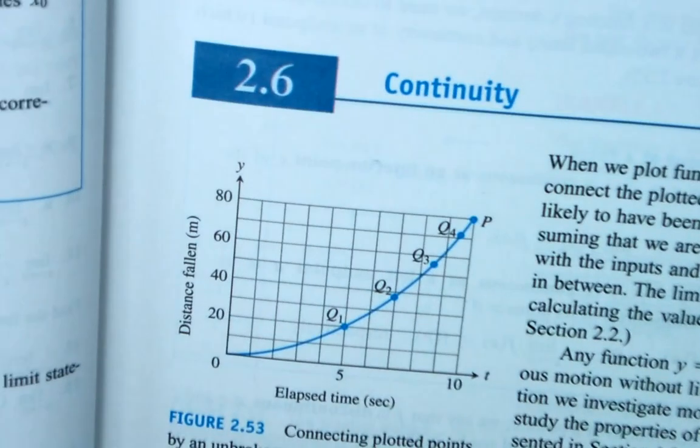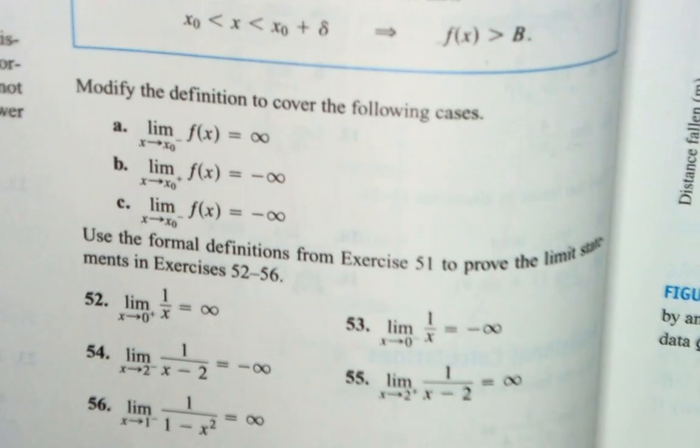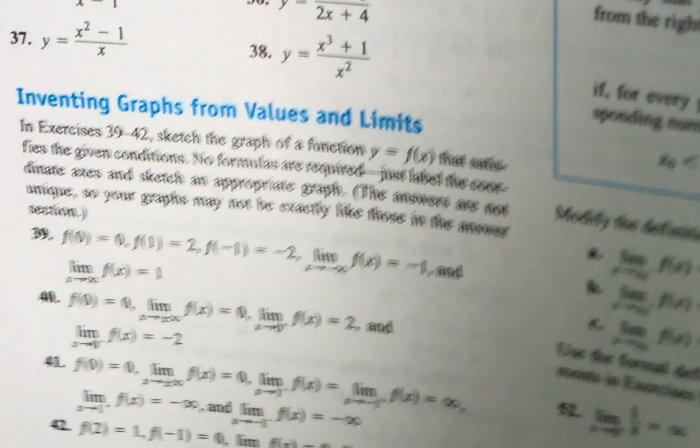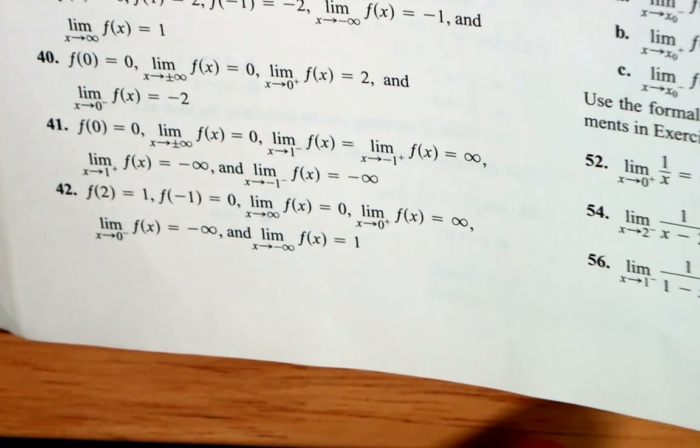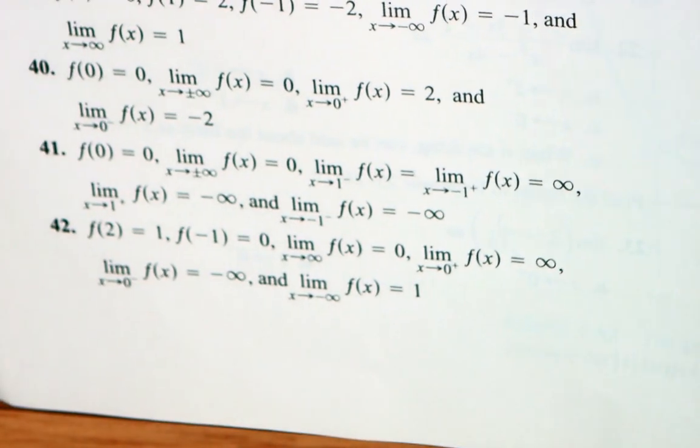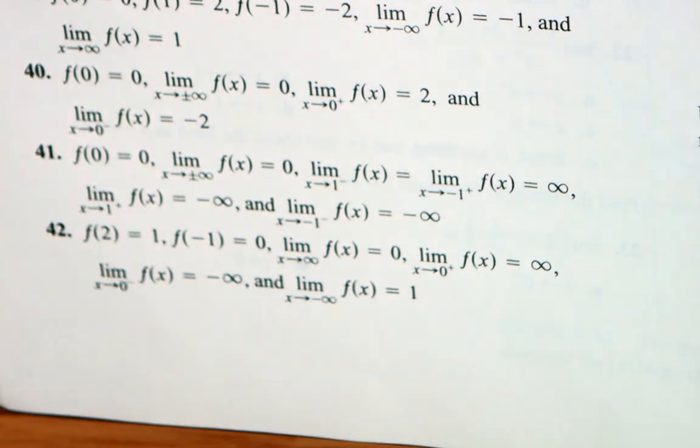These are kind of interesting. I like them. Let's go 41. Okay. F of 0 is 0. The limit of f of x as we're approaching positive or negative infinity is 0, so its end behavior is 0 on both sides.